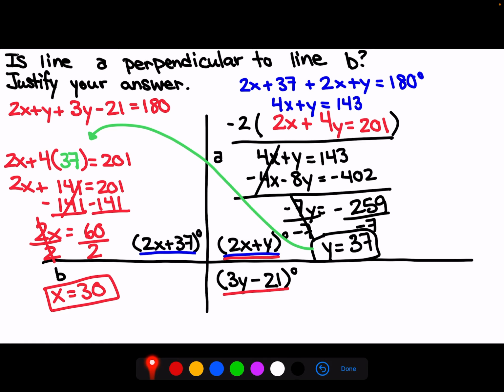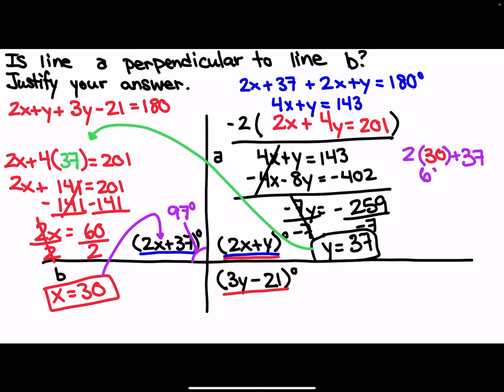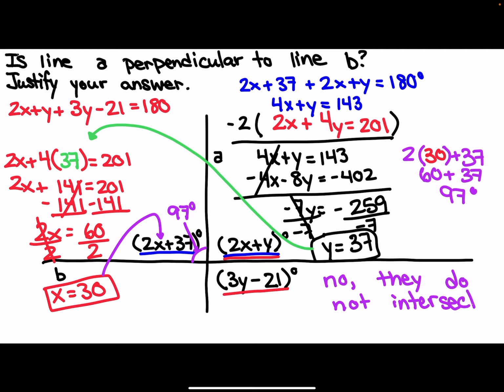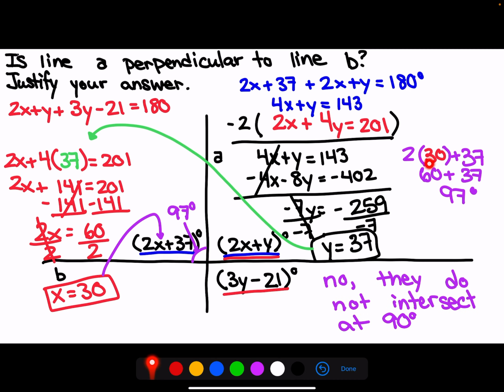Now at this point, if any of these angles are 90, just one of them, that's enough to say that these lines are perpendicular. If any of these are not 90, that's enough to say that they are not perpendicular. So I'm going to go ahead and plug this in. I only need to plug it into one of these equations. So I'll go ahead and plug it into this equation right here, 2x plus 37 degrees. That'll give me 2 times 30, which is 60, plus 37, which is 97 degrees. Therefore, these are not perpendicular because they do not intersect at 90 degrees.